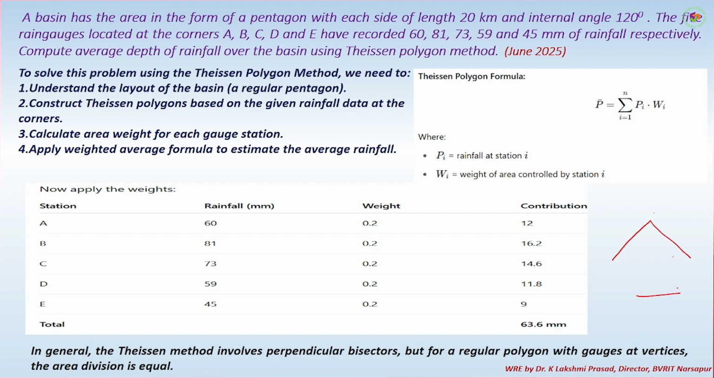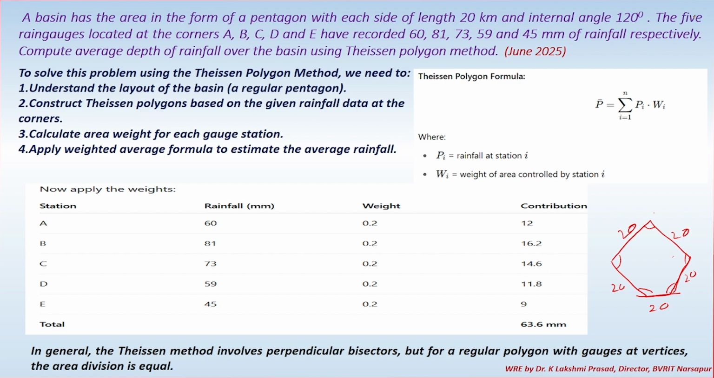So one side will be there. This is also like this. This is also. Because all sides, if I take it, this angle is 120. Right, gentlemen? And every side is 20 kilometers. This is all 20 kilometers. Otherwise, if the sides are not the same, different sides they have given, the angles are different, then the problem is a little bit laborious.